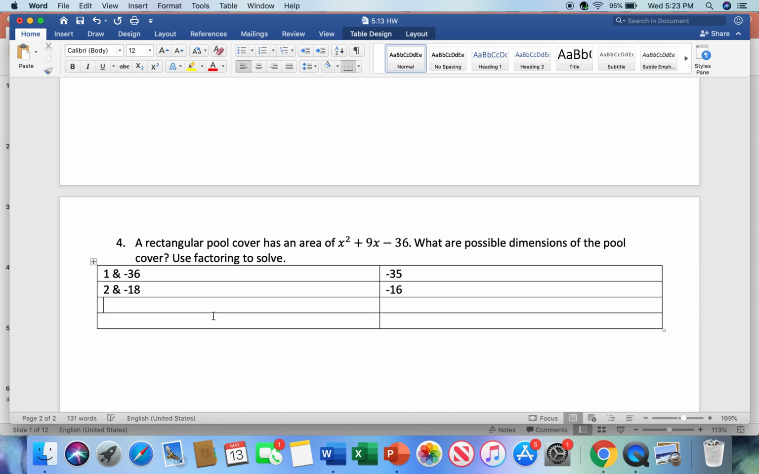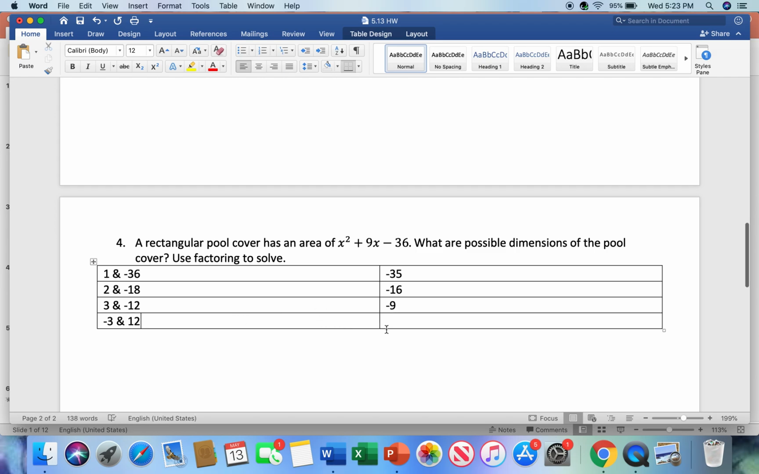How about 3 and negative 12? That gives me 36 when I multiply them. Now what happens if I add them? Positive 3 plus negative 12 gives me negative 9. Ooh, okay, I got a 9. But what do I want? A positive 9. So let's now try negative 3 and positive 12.